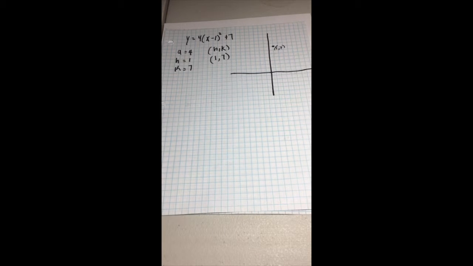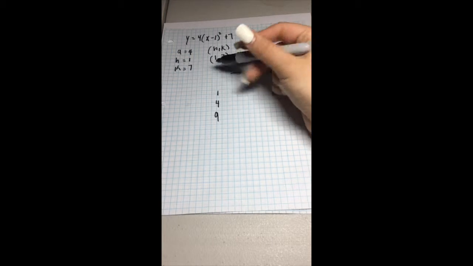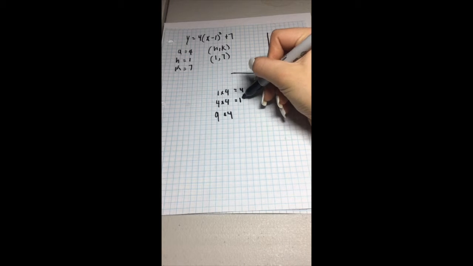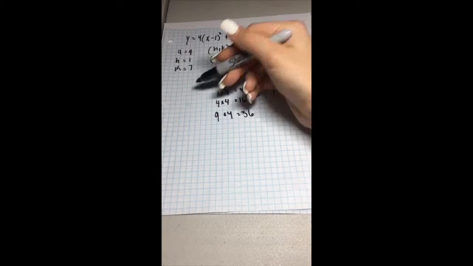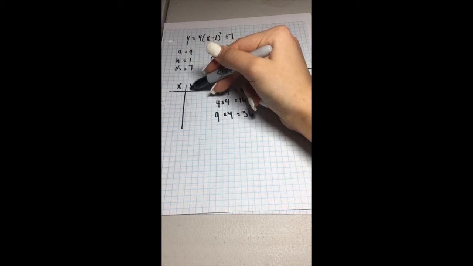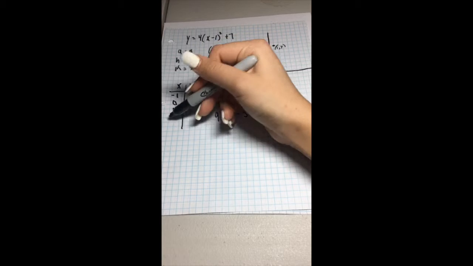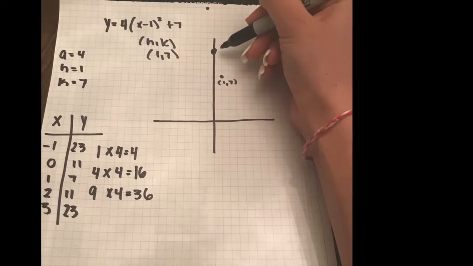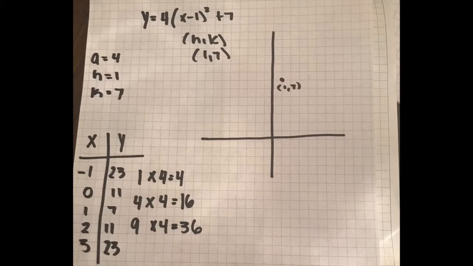And then next I'm going to use my same parent function 1, 4, and 9 and multiply it by our a, which is 4, so 1 times 4, 4 times 4, 9 times 4, and then it's going to equal 4, 16, and 36. Next I'm going to make my table of x and y's and put all my x's in there that I need and start with my vertex. And then to find the y, I'm just going to add 4 to 7 and 16 to 7, that's going to give me my 23.